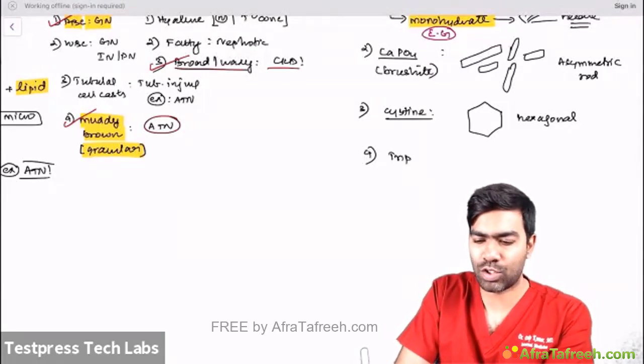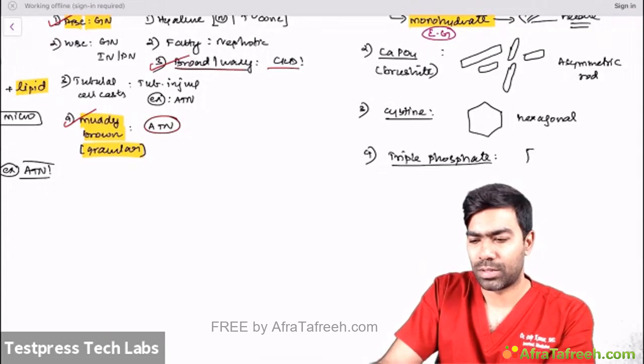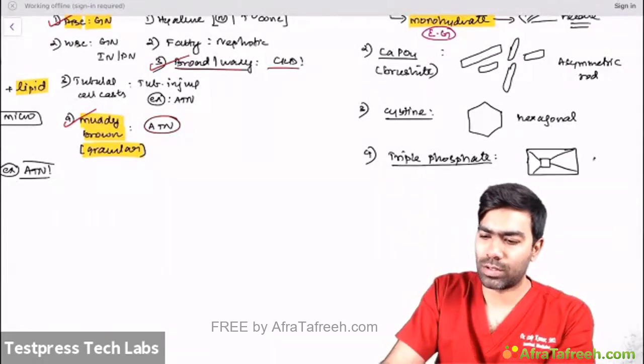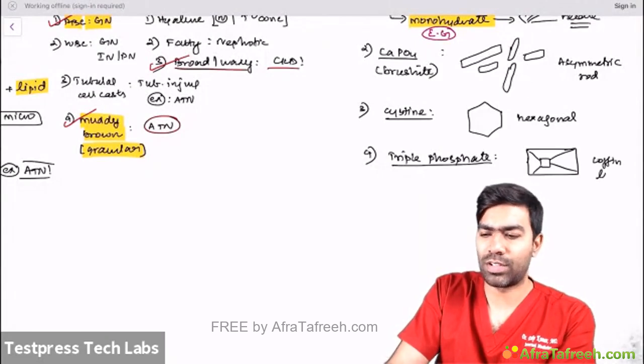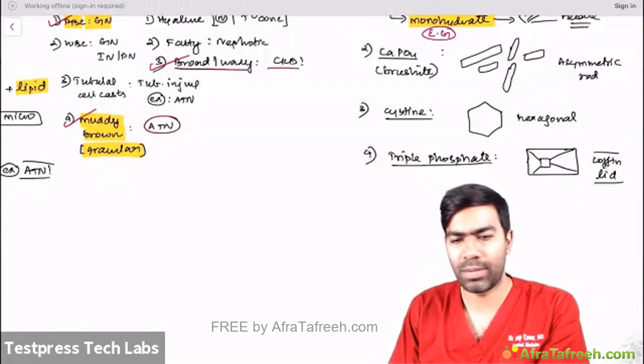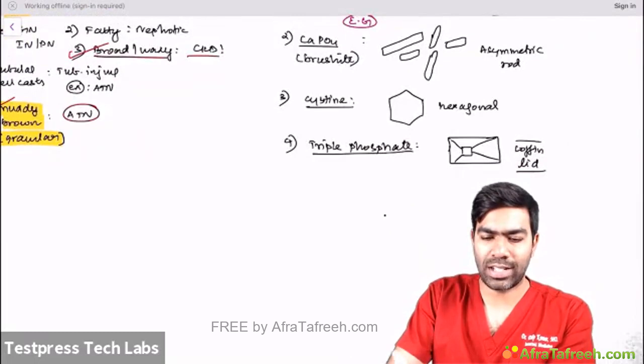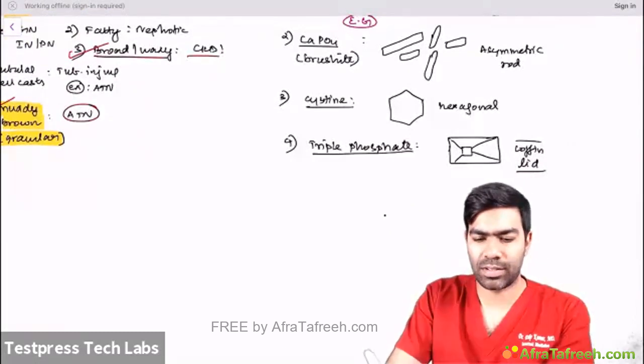Triple phosphate crystal or struvite crystals, typically said to have a coffin lid shape. Coffin lid like kind of a shape. You should not confuse the envelope. This will have a little different shape. Coffin lid kind of a shape. That's typical. Uric acid crystals will look a little different.